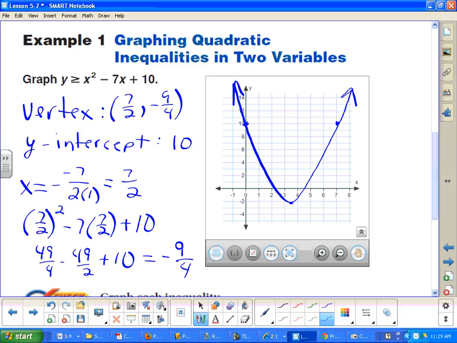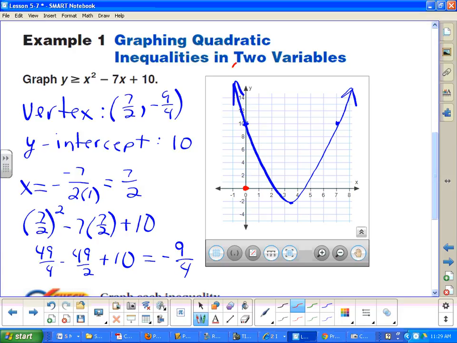Now, I know that we're going to shade inside this parabola, okay? Because it says greater than or equal to. Shading above in this case would be inside of it. But I'm going to take my favorite point, which is the origin, and I'm going to check it. If it's true for the origin, then I'm going to shade around the outside of the parabola. If it's false, then I'm going to shade on the inside of the parabola.